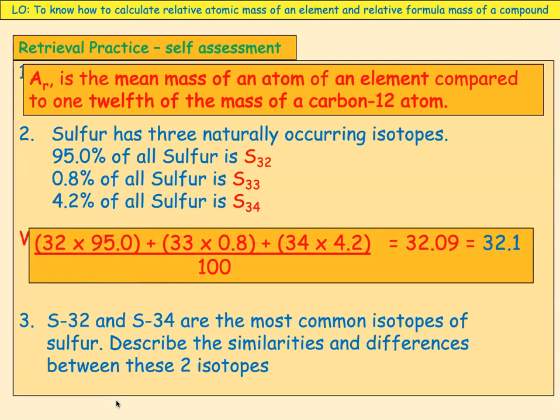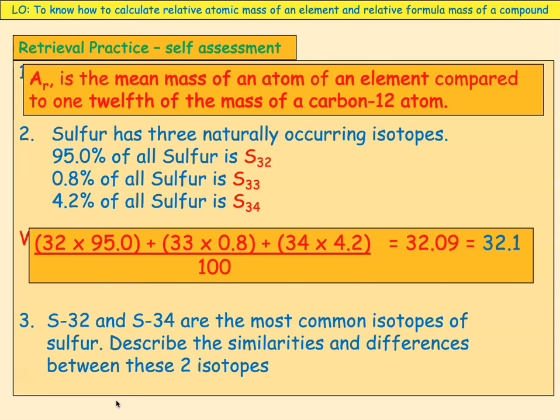In order to do that, we need to multiply the mass by the percentage. 32 times 95 plus 33 times 0.8 plus 34 times 4.2, and we need to divide that by 100 because these are percentages. That comes to 32.09, and we give it to one decimal place, so it's 32.1.